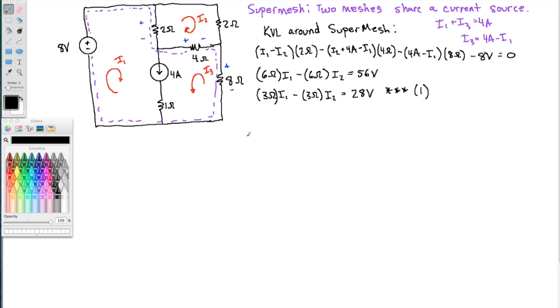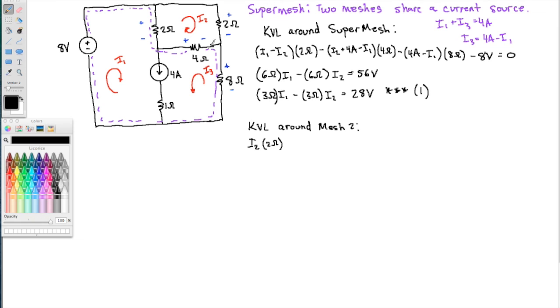And now let's go KVL around mesh 2. So I'll start at the top left. I'll go in the direction of I2, which is to say clockwise. So the first thing I need is the drop from top to bottom of the 2 ohm resistor. So that's I2 times 2 ohms.